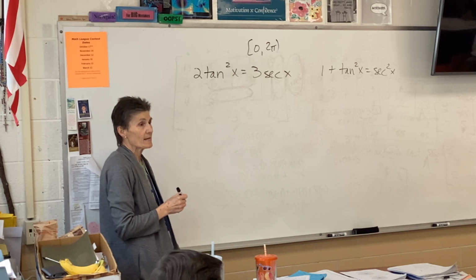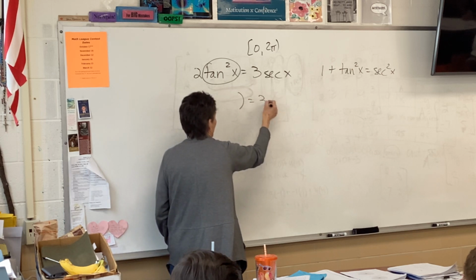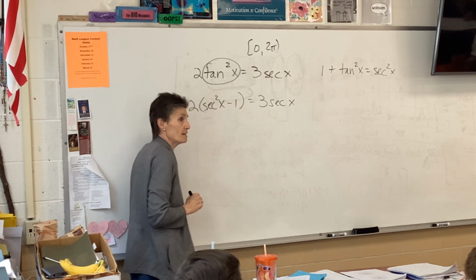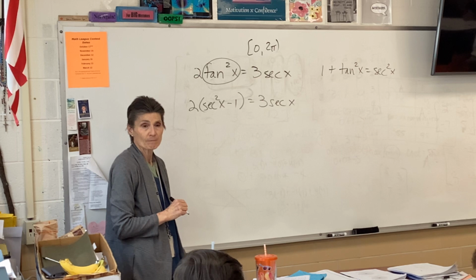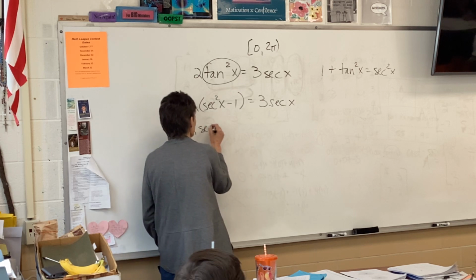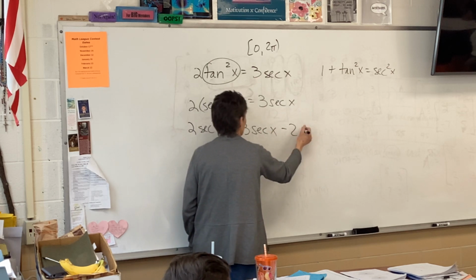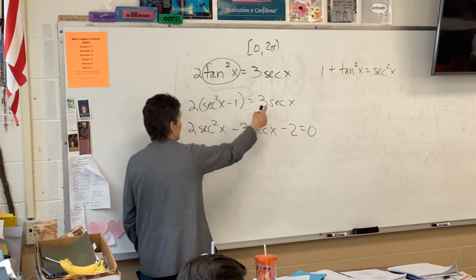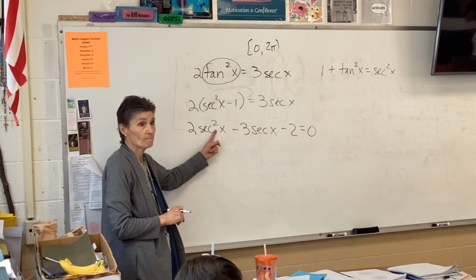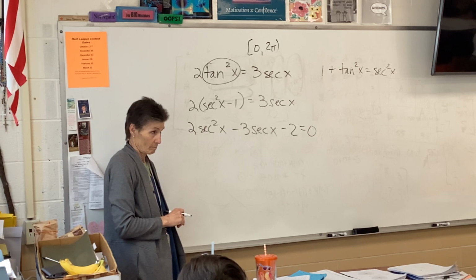So what does that tangent squared, what can I replace this with? Secant squared minus 1. That's the key. You want to get your function to be the same. So secant squared minus 1. Now I've got 2 secant squared minus 3 secant minus 2. So I distributed the 2 and brought this over, got my equation equal to 0 because it's quadratic. And then what will I do? Factor it.